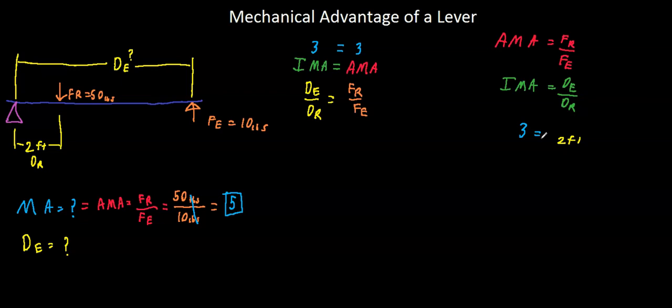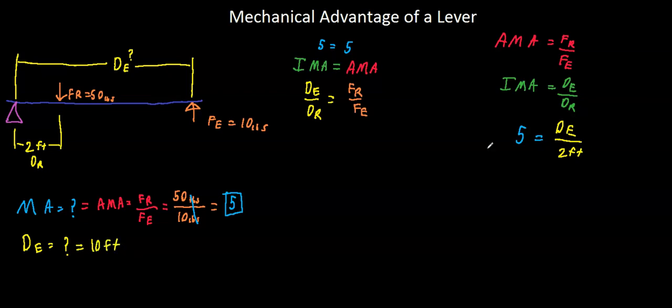And so let me take a second to go ahead and fix this. So 5 equals 5, and the IMA is therefore 5. Which means 5 equals dE, which we don't know, divided by our distance resistance, which we do know is 2 feet. Okay, and so, how do we solve for this? Well, we just multiply by 2 on both sides, and we get 10. We get dE has to equal 10 feet.